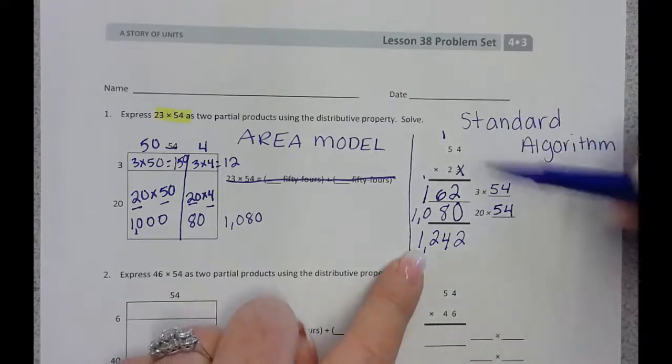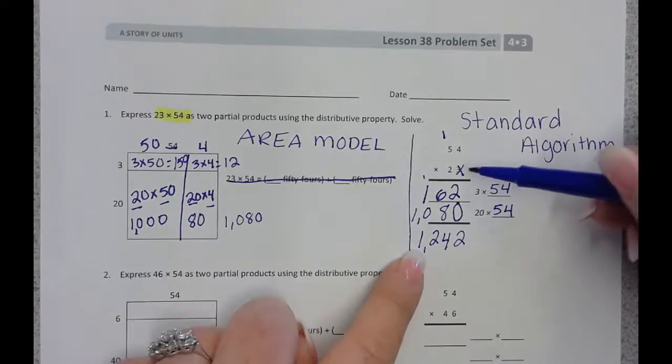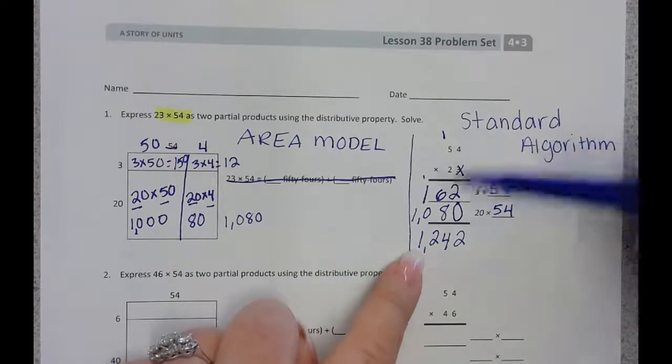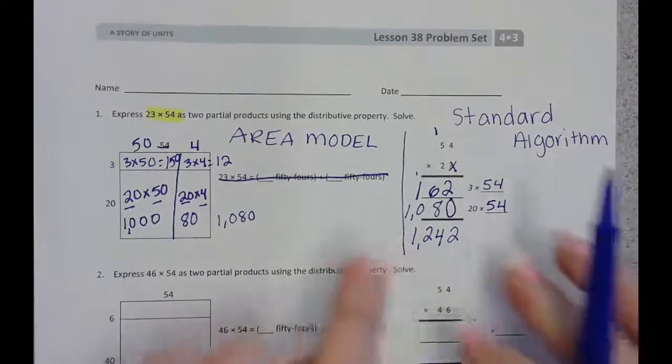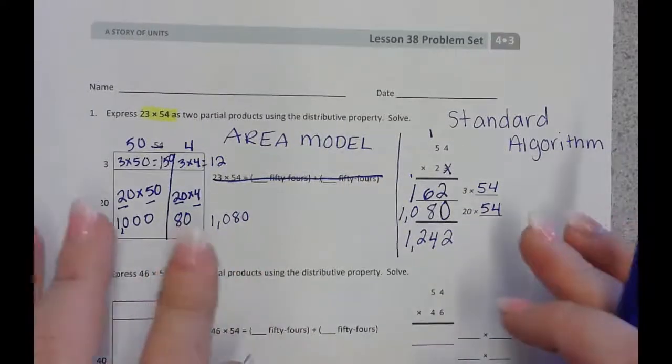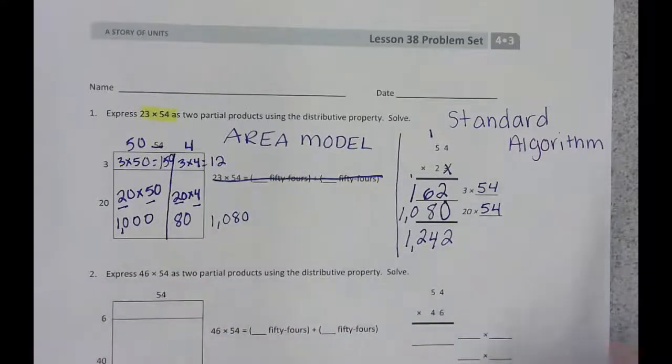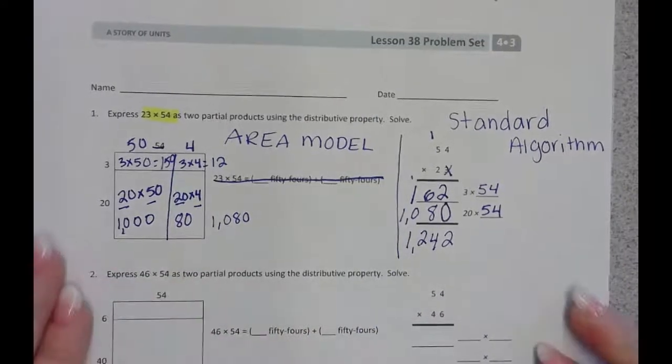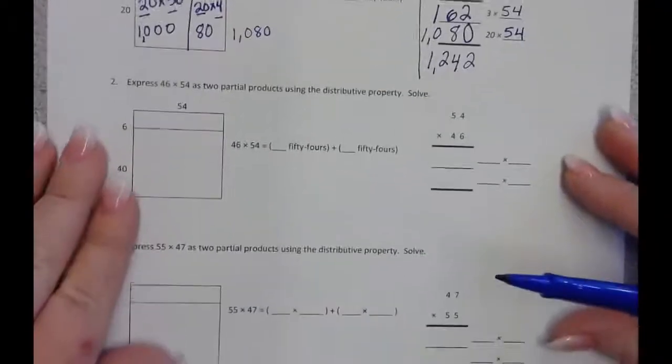So 54 times 23, or 23 times 54, is 1,242. I know that was a lot jumping between the area model and the standard algorithm, so we're going to go again, and I'm going to try to do one at a time, and hopefully that'll help any confusion, because I can already see the puzzled looks on your faces. Okay, so let's go ahead and do another one.